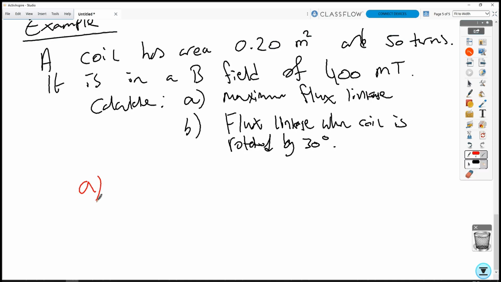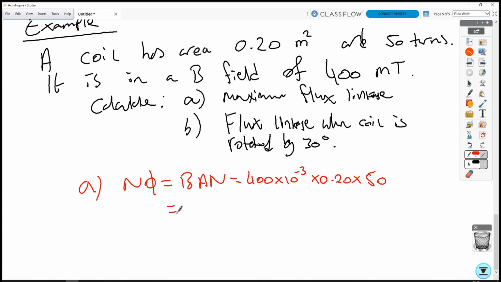Okay, for part A, we simply want to find the flux linkage. So we do Nφ equals BAN. Flux density is 400 millitesla, so that's 400 times 10 to the minus 3. The area was 0.20 meters squared, so times by 0.20. And there were 50 turns of wire, so multiplied by 50. Then you simply put that into a calculator, and you should get about 4 Webers.